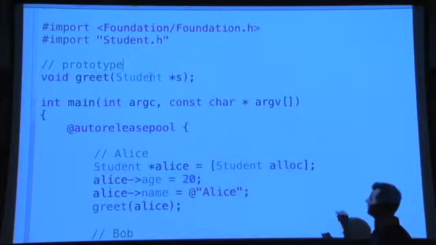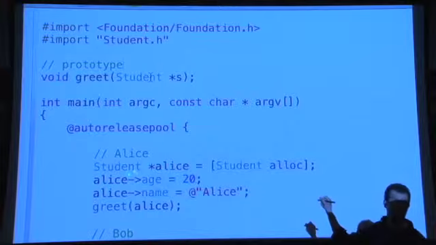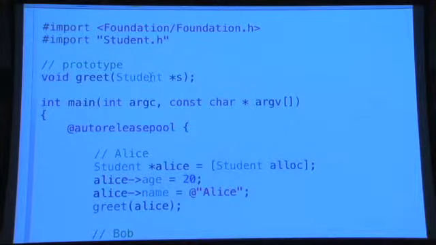So Alice here has been declared as a variable of type student star. So this is going to be the address of a student object. Well, what am I going to put in that pointer? What value? I want to put the address of an actual student object. So how do I get a student object?